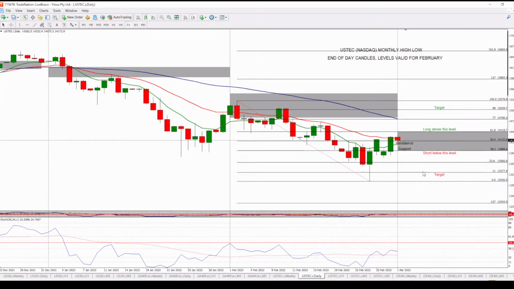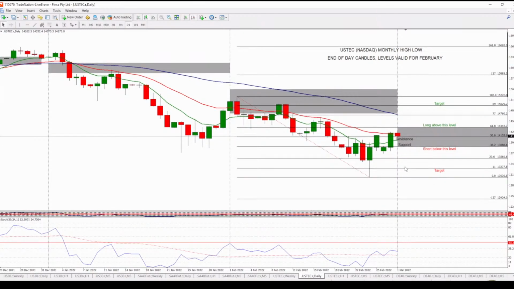Trend is down according to moving averages. 50 is above 21, above 8. Stochastic and signal line, both trading below 38.2. So both these indicators are showing us that the trend is still down. Push below 38.2. Remember, we aim for the 11.